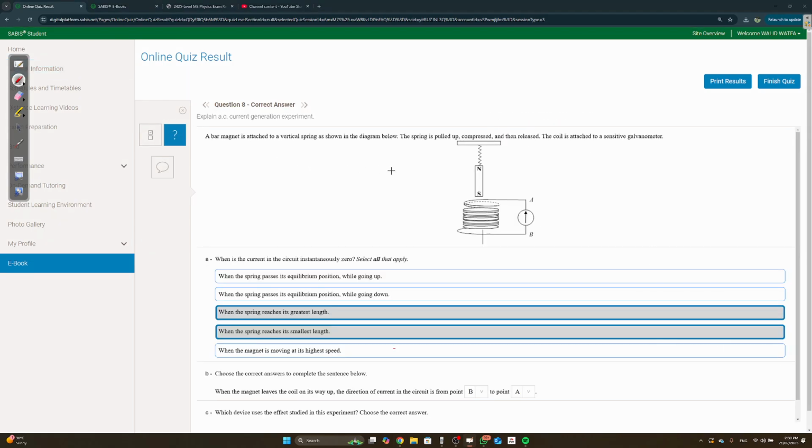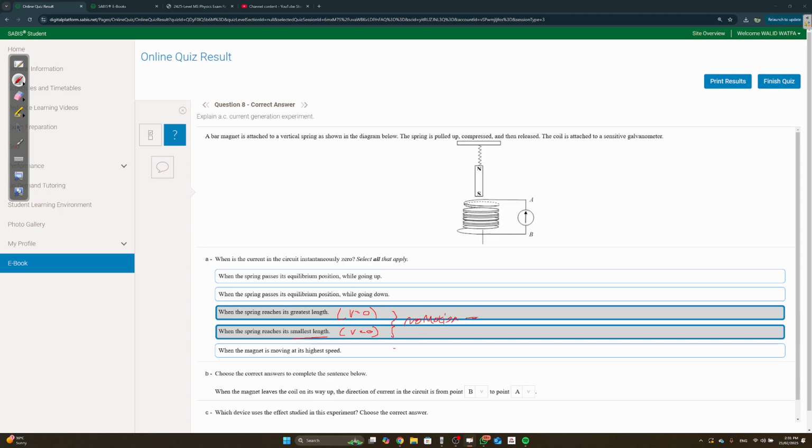A bar magnet is attached to a vertical spring as shown below. The spring is pulled up, compressed, and then released. The coil is attached to a sensitive galvanometer. Okay. When is the current in the circuit instantaneously 0? Let's see. When the spring reaches its greatest length and smallest length. You should know that when the spring reaches its greatest length, based off of our mechanics knowledge, V is equal to 0. And also when it's at the smallest length, V is equal to 0. Right? Okay, that means no motion.